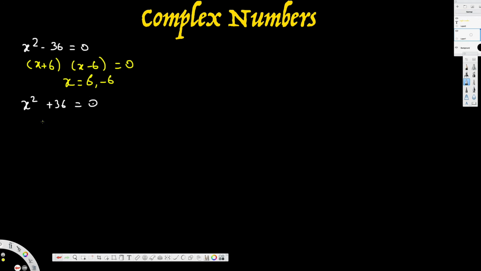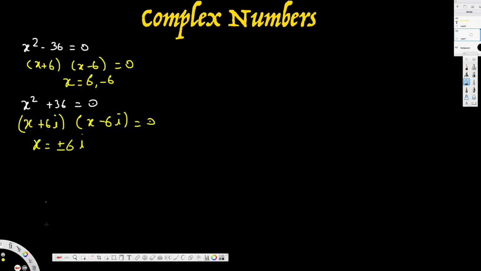Okay, now what happens to the positive? If we have plus a number, we will get x square is equal to negative 36, so we are going to take the square root of negative 36. Since we are getting a negative in a square root, we know that the square root of negative 1 is i, so we are going to end up getting x plus 6i and x minus 6i is equal to 0. Therefore x is equal to plus or minus 6i.